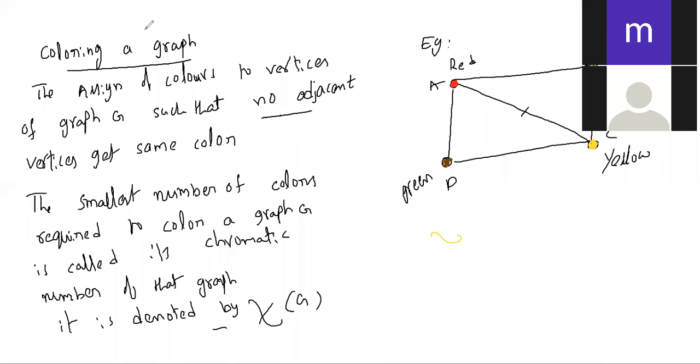So how many did you get? Zeta of G equal to 3. Smallest number of colors, how much? Three colors we required to color this graph. So three colors is required. That three is called the chromatic number. Okay. Next.